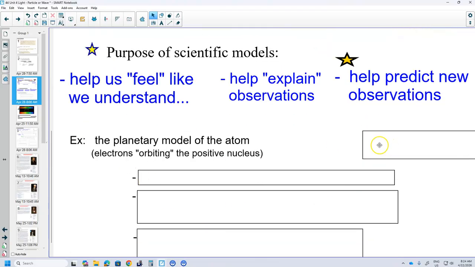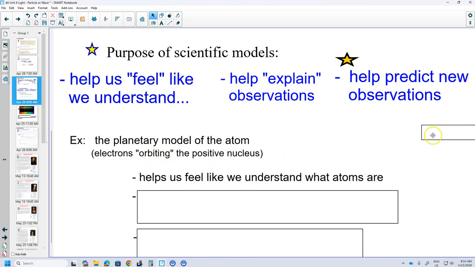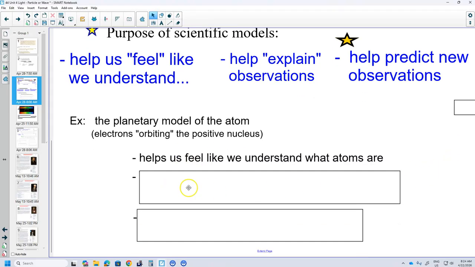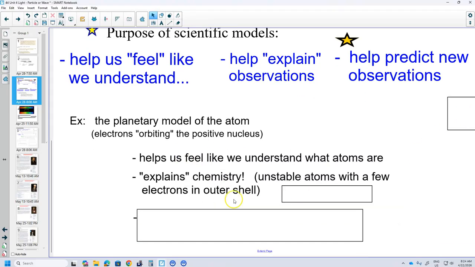So some examples, right? The planetary model of the atom is a good example. We teach it in grade 9 and 10 as if the electrons are orbiting around a positive nucleus, attracted to the nucleus because opposites attract and so on. And it certainly helps us feel like we understand what atoms are. It explains, in quotes, chemistry.